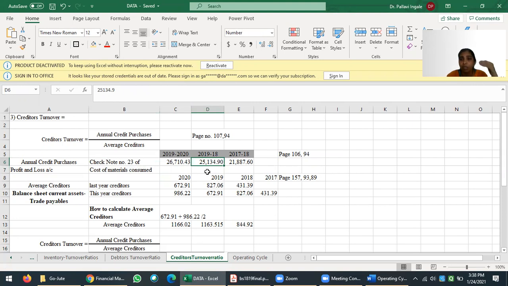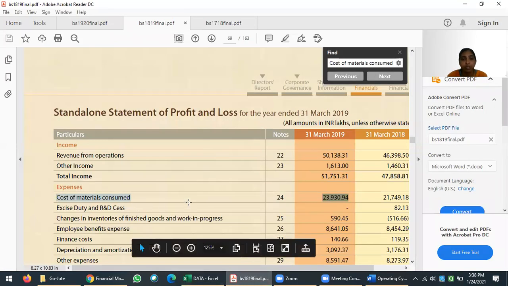See what amount I'm writing. I'm not writing the same amount that is coming in P&L. I'm writing only the purchases, because that amount includes the total cost of material sold. It can include opening inventory, purchase, and from that minus the closing stock. I don't want that data. I want only pure purchase. So that's why we have to go into detail with the cost of material consumed working note number. In that working note, you have to see what purchase number is given, and that purchase number we are taking here. Be careful here. That's why I'm showing you the same. I will repeat the process again.